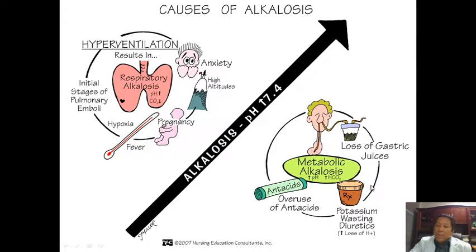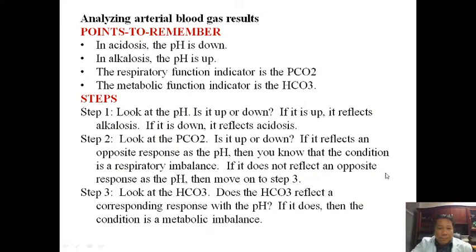And for metabolic alkalosis, again, overuse of antacids neutralizing your hydrochloric acid in the tummy can cause metabolic alkalosis. Some potassium wasting diuretics, such as hydrochlorothiazides, will increase the loss of hydrogen ions from the system, and loss of gastric juices due to continuous suctioning, or even excessive vomiting, can cause metabolic alkalosis.